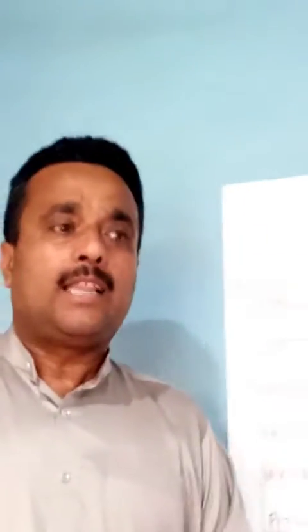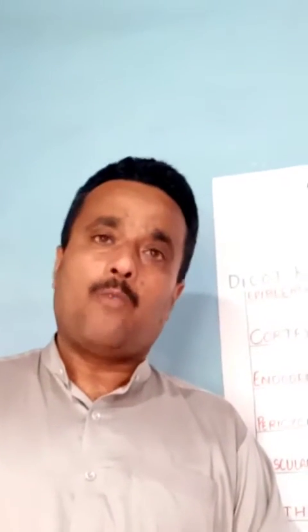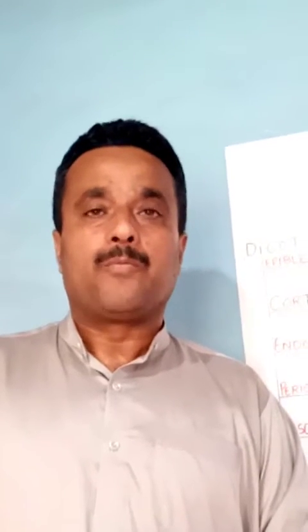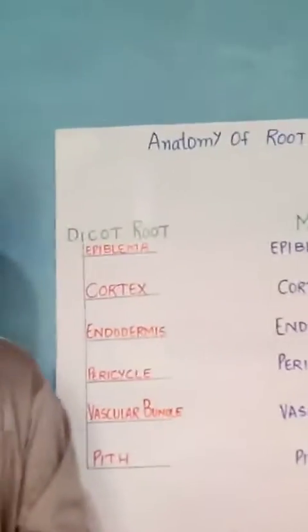First, the epidermal layer present in the root is uniseriate, made up of a single layer of cells, and some of the epidermal cells give rise to root hairs. Stomata as well as the cuticle are absent. That is why this epidermis is known as the epiblema, or the piliferous layer, or the rhizodermis in the root.